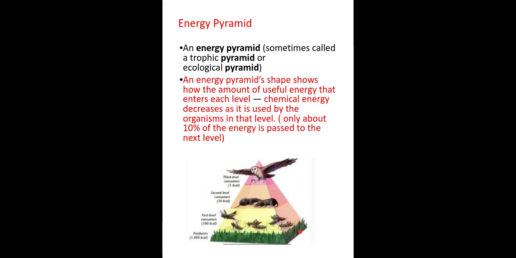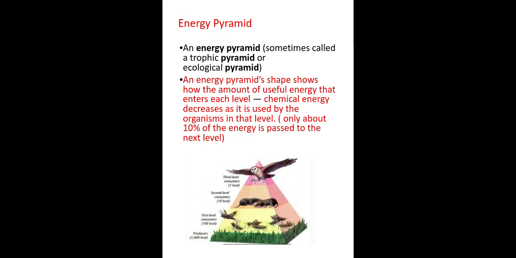Primary means the first. Primary, first, right? Consumer. What do you think a consumer is? Something that eats other things. Okay. He says something that eats other things. What else might it be? Consumer. What does the word consume mean? To eat. To eat, right? So primary consumer, the first one that consumes or eats the producers.